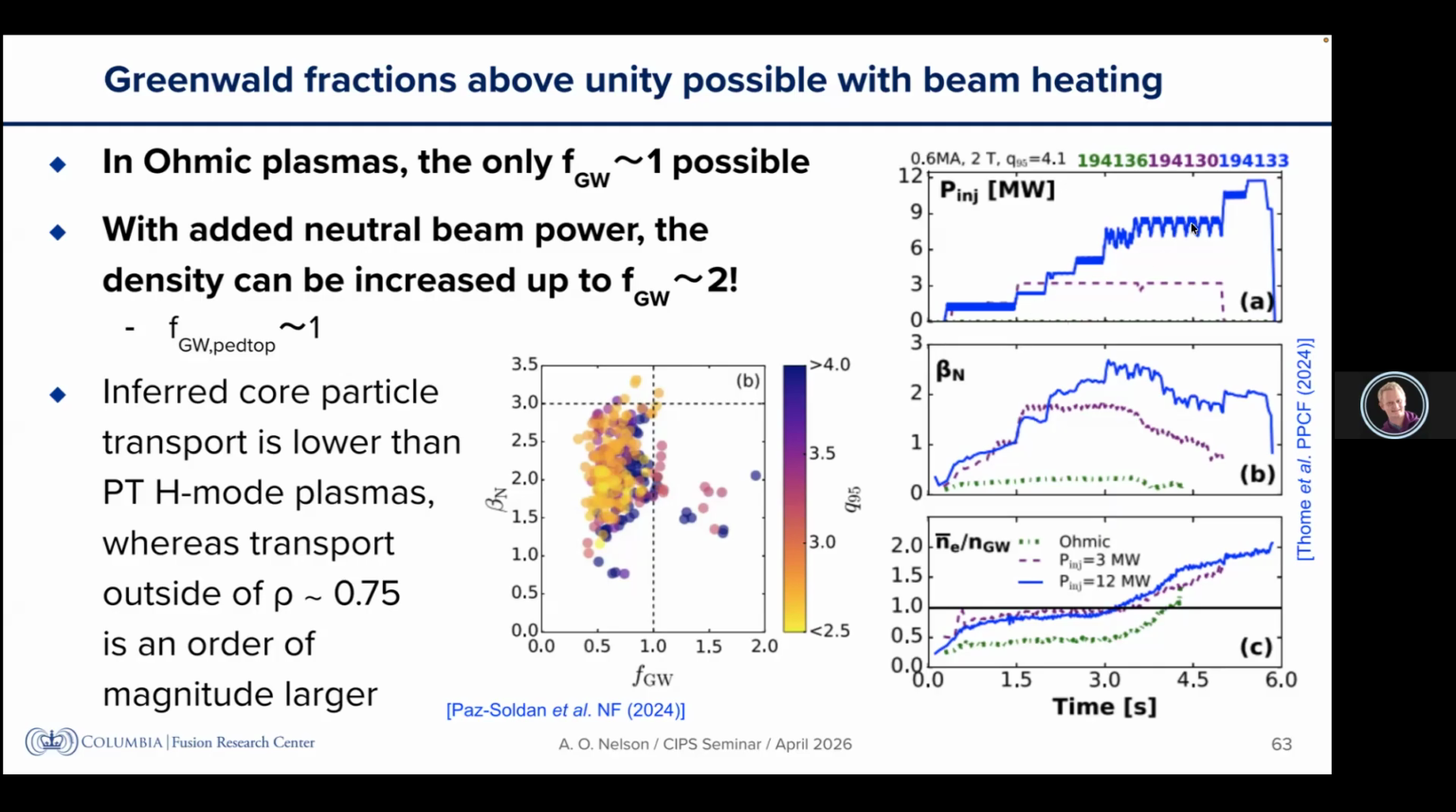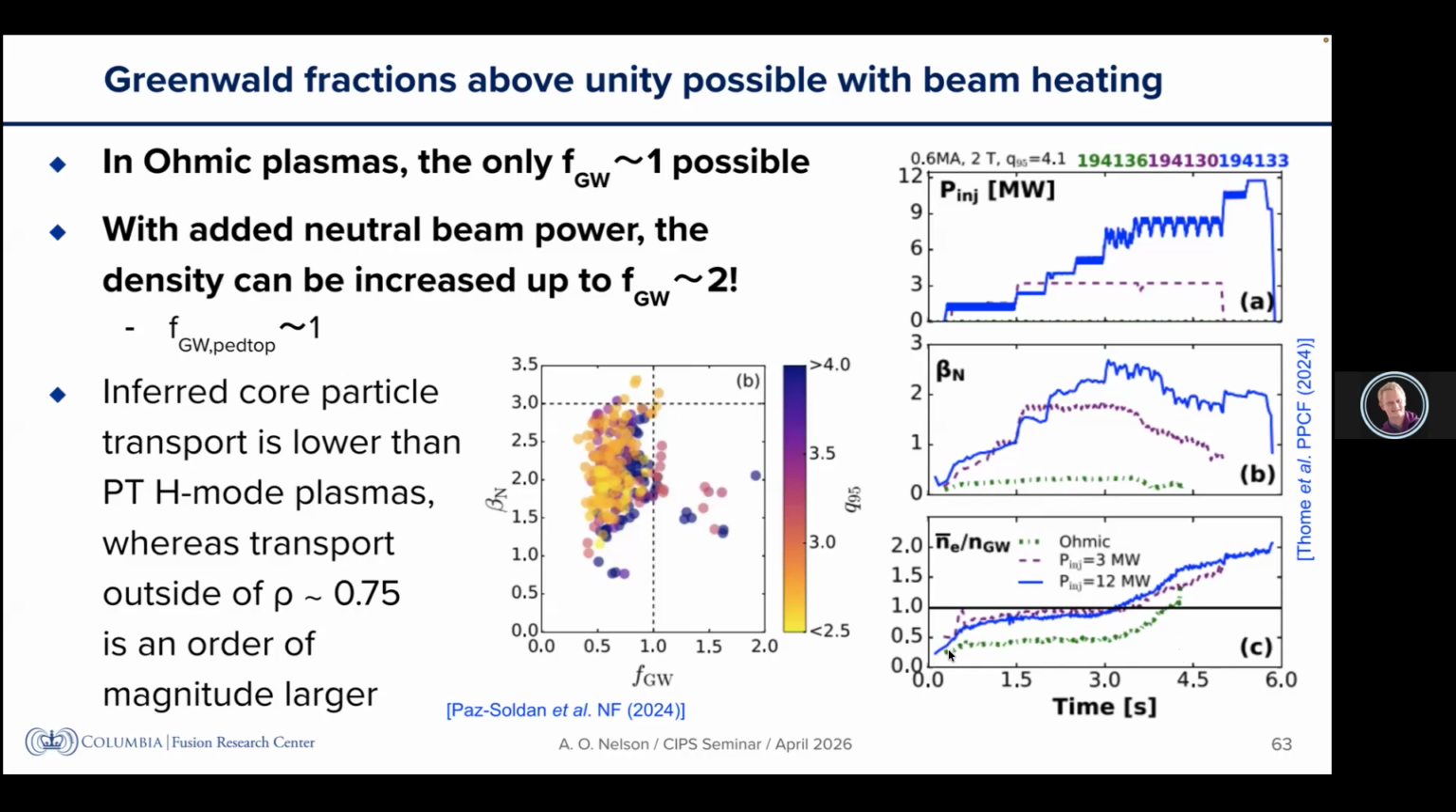These are all negative triangularity plasmas. These are full pulses as a function of time, and the line average density over the Greenwald density is plotted in this graph down here.